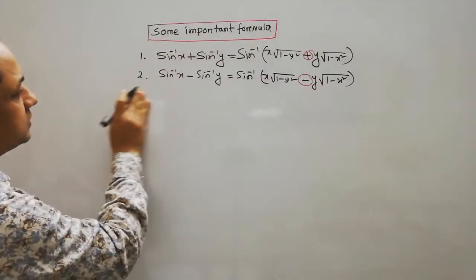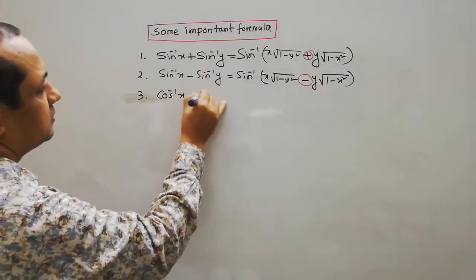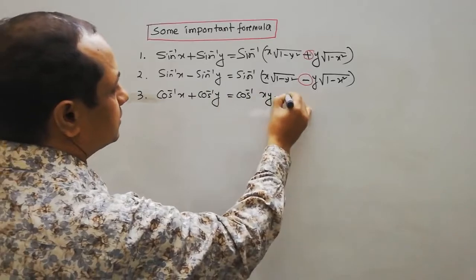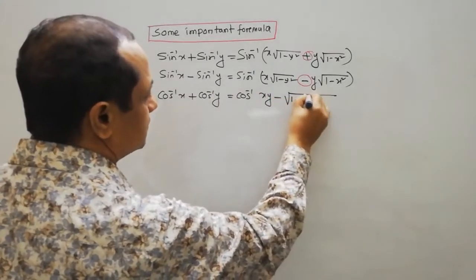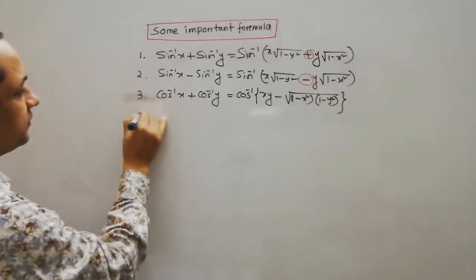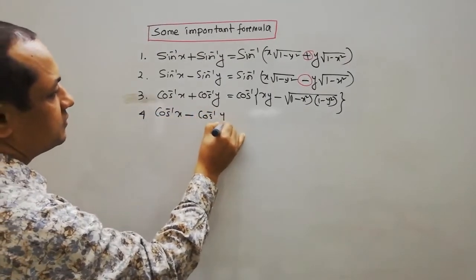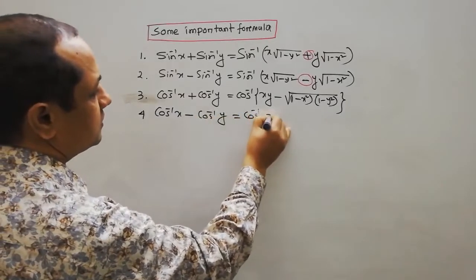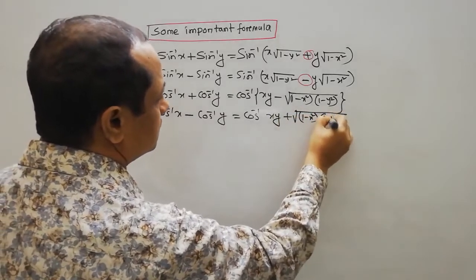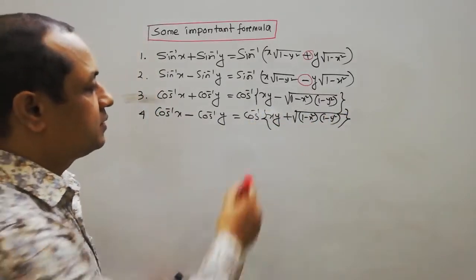Now, formula number 3: cos inverse x plus cos inverse y equals cos inverse of xy minus root over 1 minus x square into 1 minus y square. Similarly, number 4: cos inverse x minus cos inverse y equals cos inverse of xy plus root over 1 minus x square into 1 minus y square. These are the formulas. Here plus or minus.